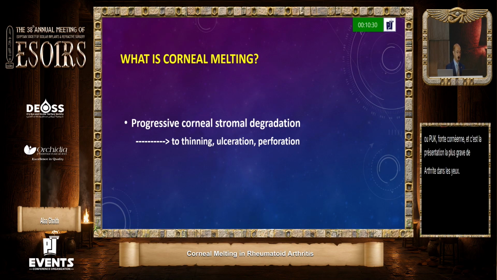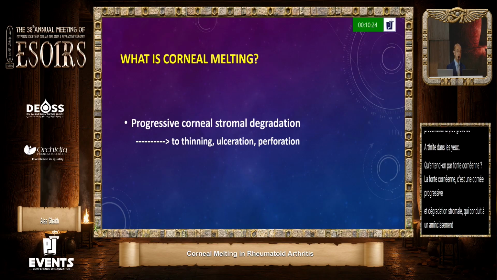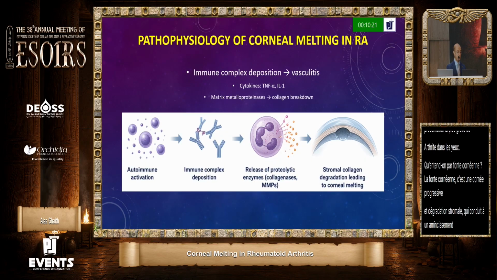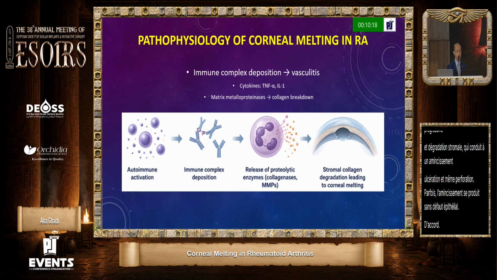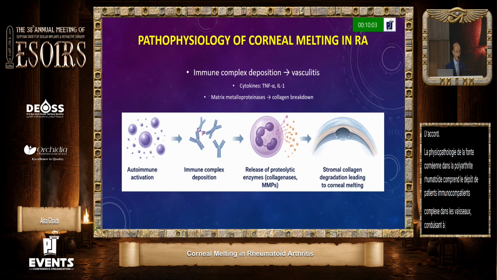What do we mean by corneal melting? Corneal melting is a progressive corneal stromal degradation which leads to thinning, ulceration, and even perforation. Sometimes thinning occurs without an epithelial defect. The pathophysiology of corneal melting in rheumatoid arthritis includes the deposition of immunocomplex in the vessels, leading to vasculitis, and this will lead to the release of proteolytic enzymes like collagenases and matrix metalloproteinases. And these enzymes and cytokines will lead to stromal collagen degradation.